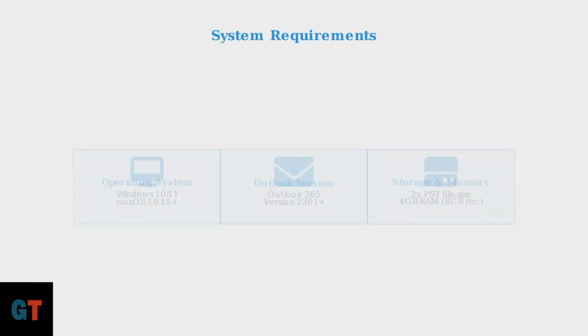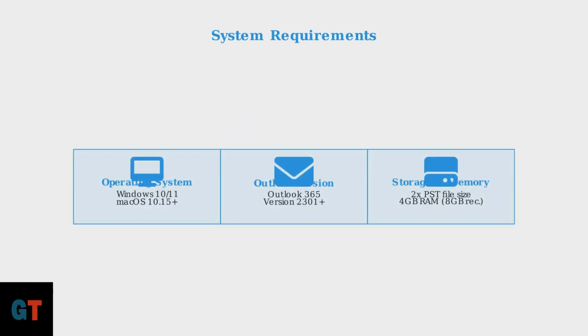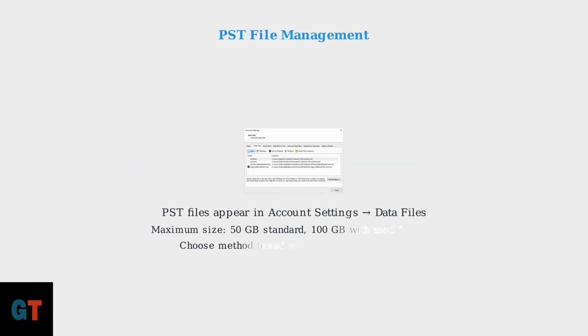Before opening PST files, ensure your system meets the technical requirements. You need Windows 10 or 11, or macOS 10.15 or later, Outlook 365 version 23001 or newer, available storage space of at least twice the PST file size, and a minimum of 4 GB of RAM, though 8 GB is recommended for large files. Once opened, PST files can be managed through Account Settings in the Data Files tab.